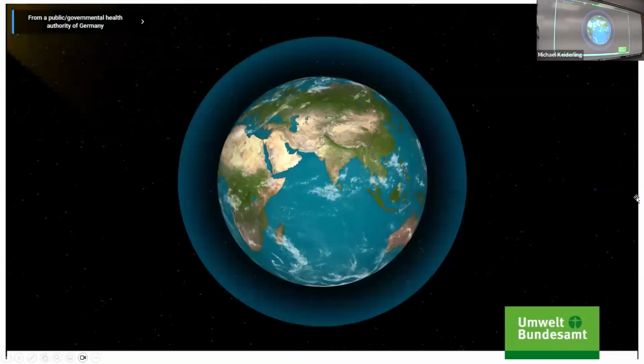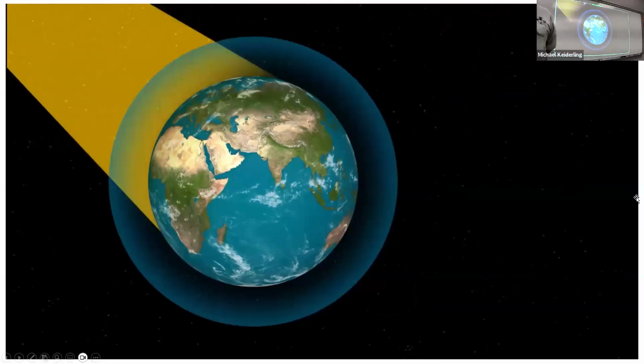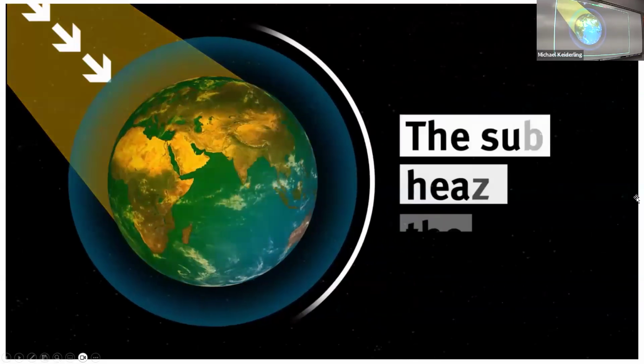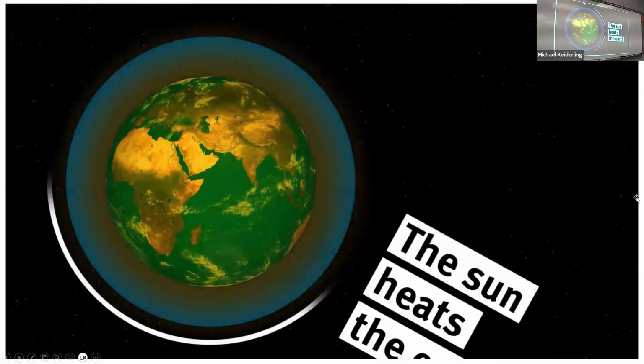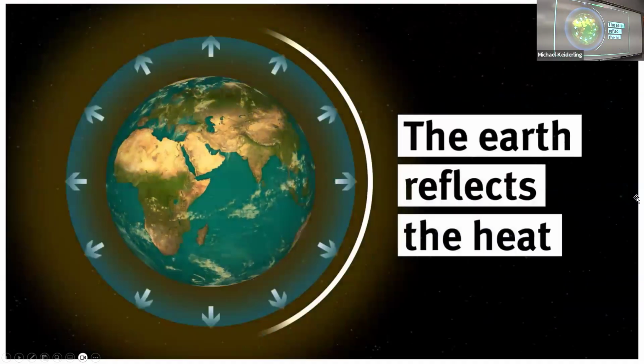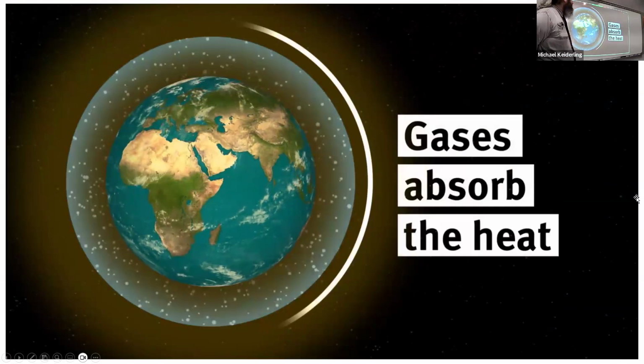The greenhouse effect is a natural phenomenon. Sunlight falls through the atmosphere to the Earth, heating its surface. Not all of the heat remains there, however. Most of it is emitted as long-wave thermal radiation from the Earth's surface into space. In this respect, the gases in the Earth's atmosphere play an important role.